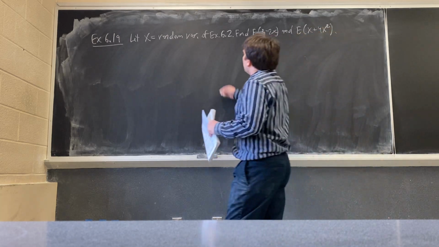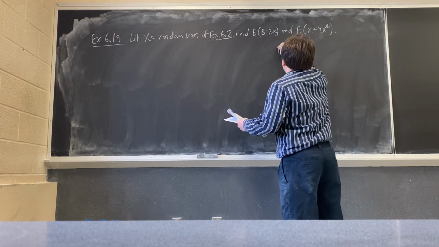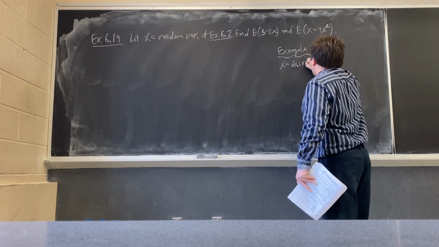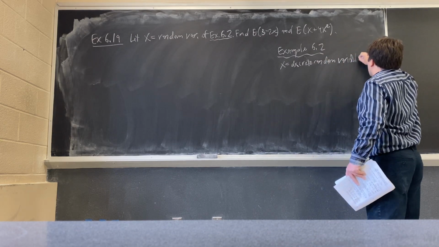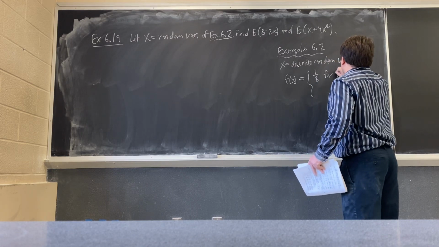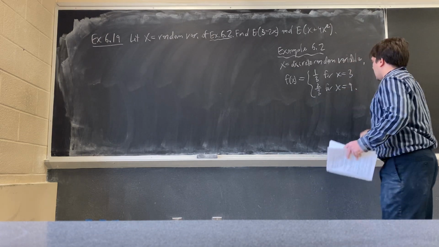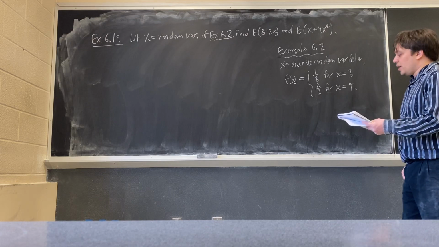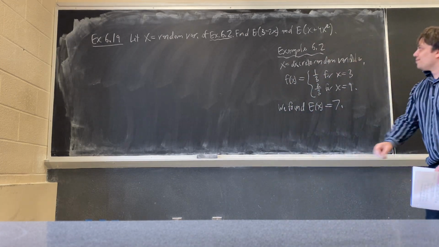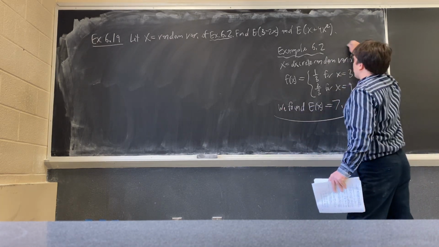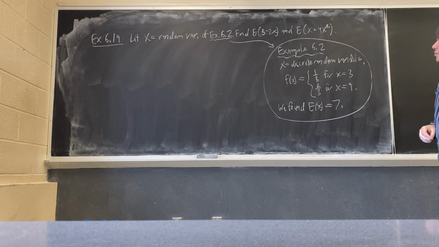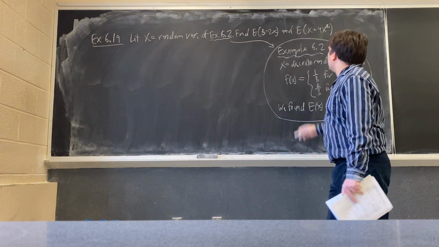Okay, so example 6.2. In example 6.2, X is a discrete random variable, and its probability function f of x is equal to 1/3 for x equals 3 and 2/3 for x equals 9. And so we found that E of X is equal to 7. There's only 2 possibilities of X, so it's definitely a discrete random variable.